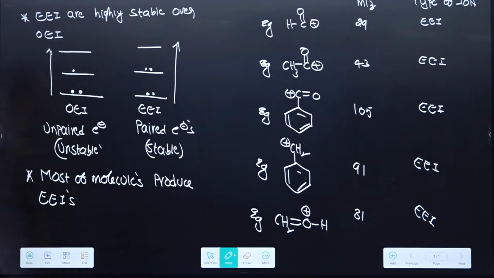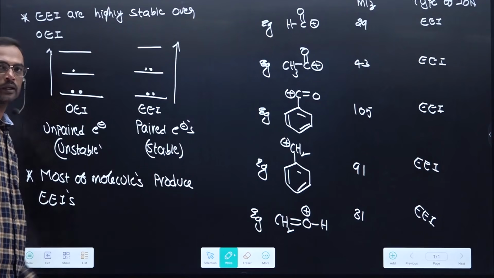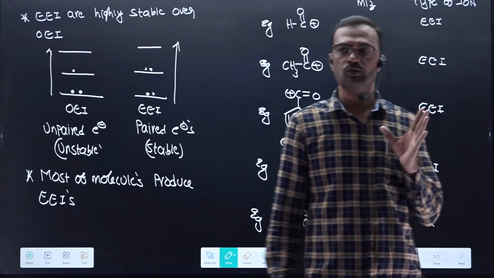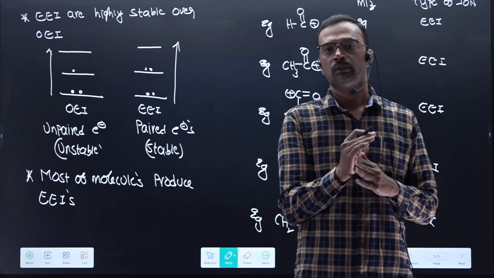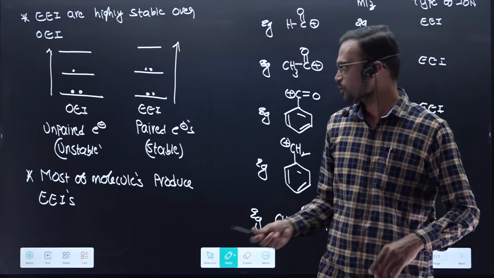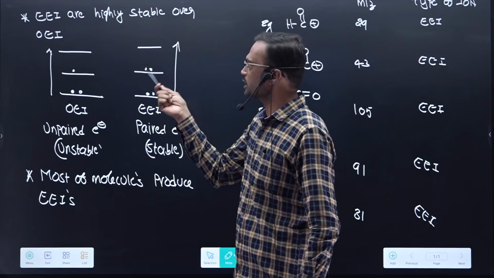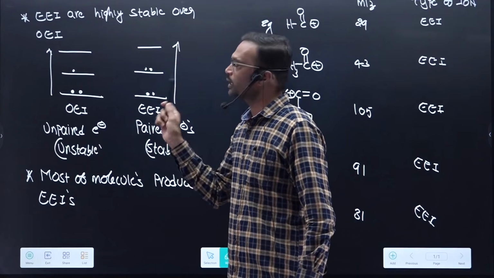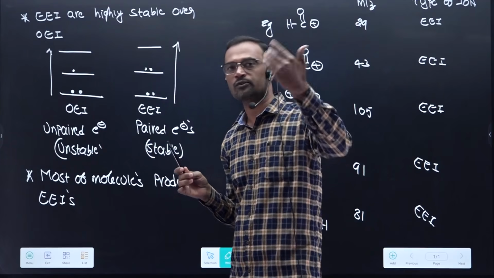They won't produce odd electron ions, because even electron ions are stable, but initially that molecule or fragment is unstable. That's why when competition comes, most of the molecules want to deliver even electron ions only. They won't give more odd electron ions. So try to remember this point. Suppose a molecule gives any odd electron ion, that undergoes further fragmentation.